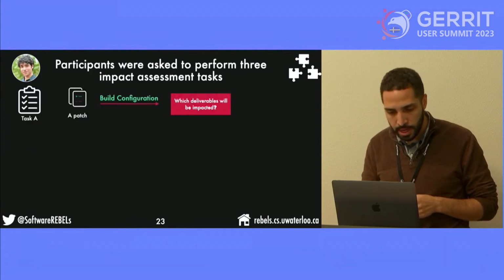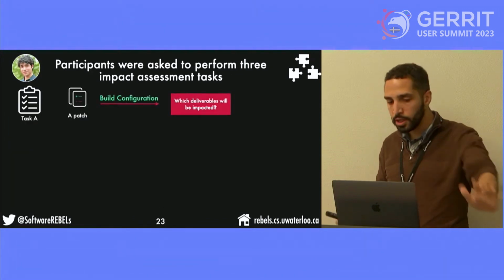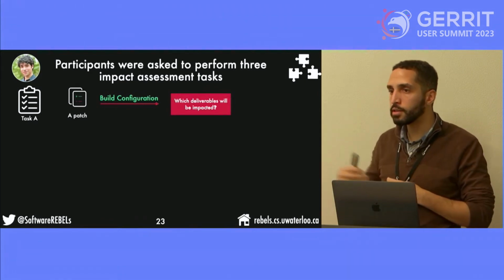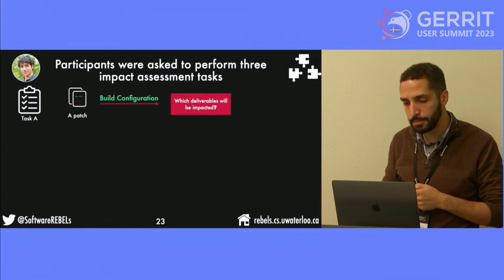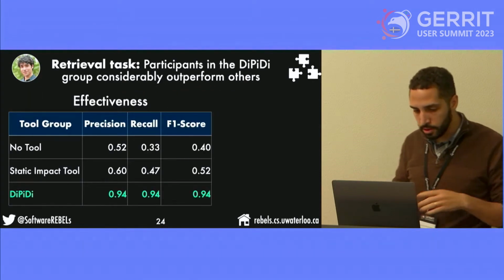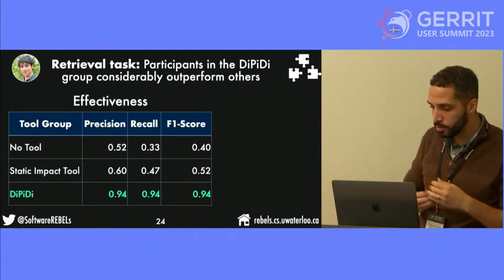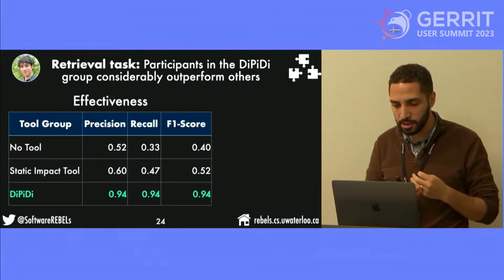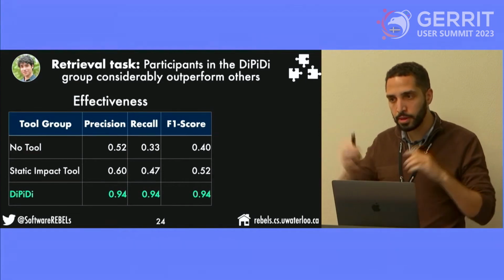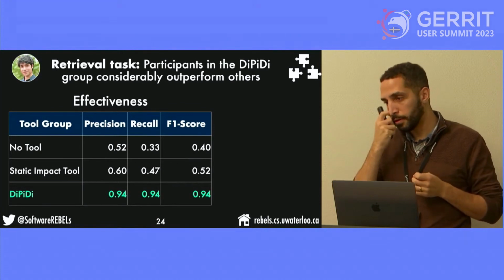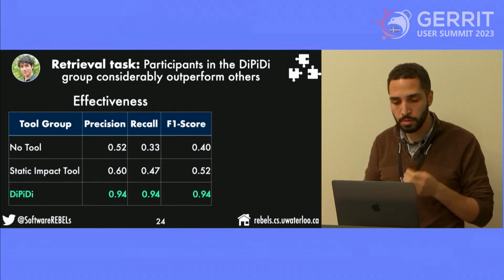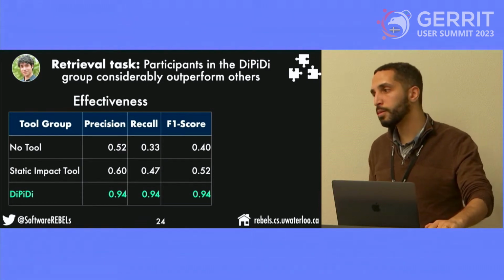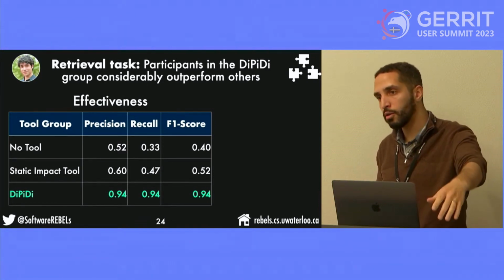So the task itself was, okay, we give you a patch and we ask you which deliverables in this list of deliverables are impacted. Now, here's how the 3 groups performed, 3 different rows. I recognize that precision and recall are not super familiar, but they are measurements of information retrieval. So precision says, when you tell me that this deliverable is impacted, how often are you correct?